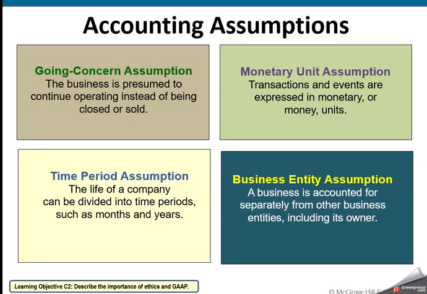Accounting assumptions are that they're a going concern, that the business is presumed to be in continuing operations, like not going out of business anytime soon. The monetary unit assumption is that all of the stuff we're going to do is going to be in United States dollars. But again, if we were international, maybe it'd be in euros, but there's some sort of money unit assigned to it. For the time period for accounting, we normally do monthly statements, quarterly statements, and annual statements.